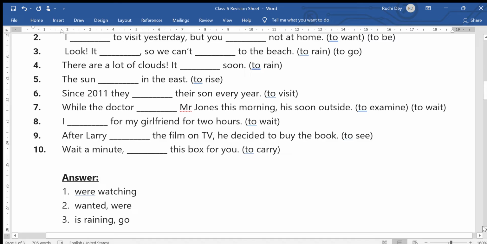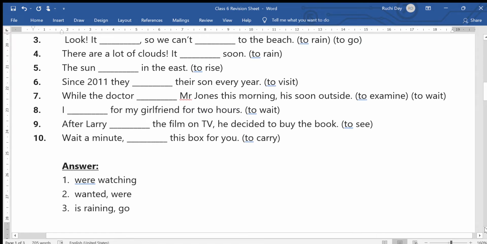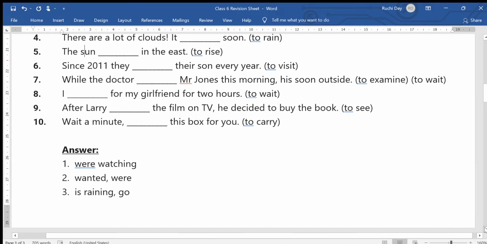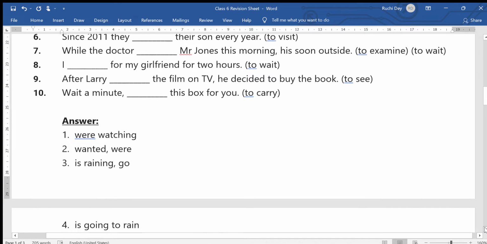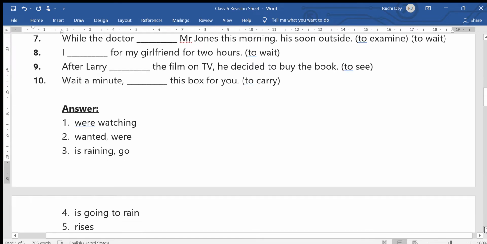There are a lot of clouds. It will be... That means it's still not raining, but yes, it might rain, right? Okay, so there are a lot of clouds. It will be raining. It is going to rain soon. You can also mention it will be raining. It is going to rain soon will be the better option.